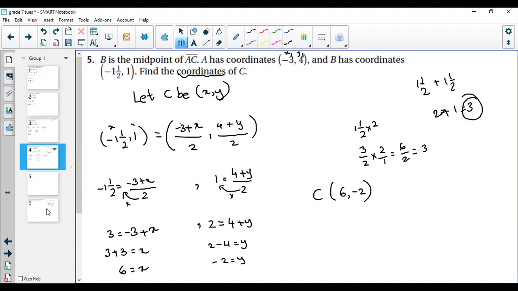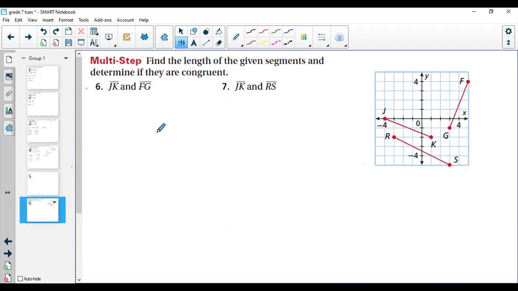Now, one more question. I think you can do this by yourself. Pause the video here. Try to do it by yourself. There is nothing wrong in trying something new. If you try something new, definitely you will learn something new. So you have to do the same. Find the length of the given segments and determine if they are congruent.